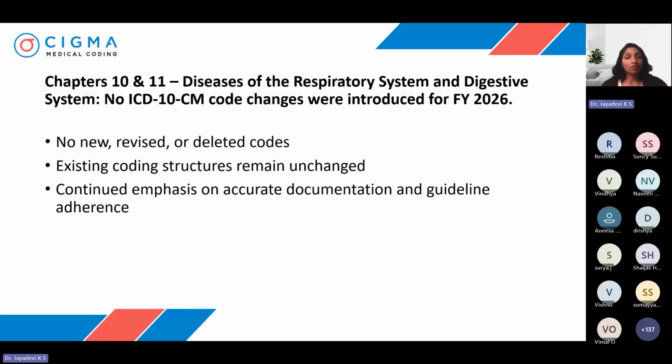Chapter 10 and 11, respiratory and digestive system, there are no changes introduced. No new, revised or deleted codes. Existing code structures are unchanged, and accurate documentation guidelines are added.